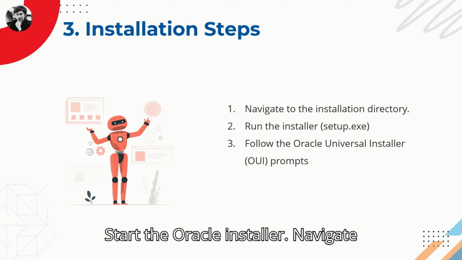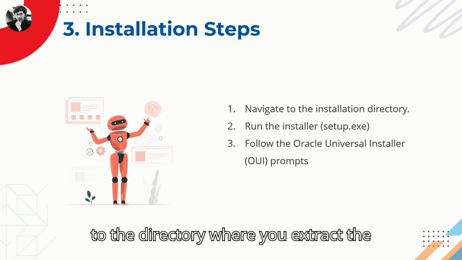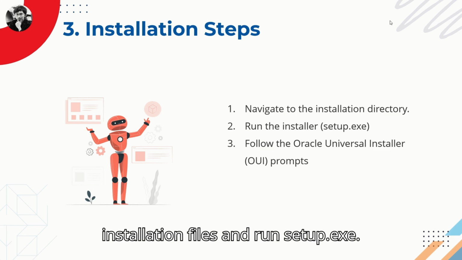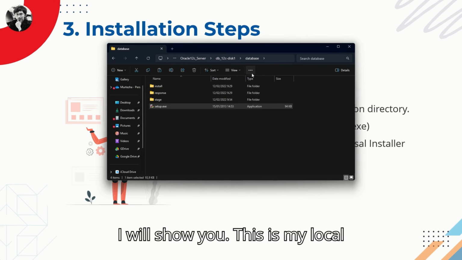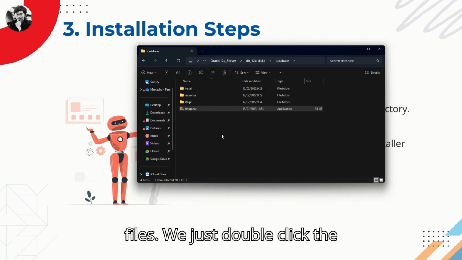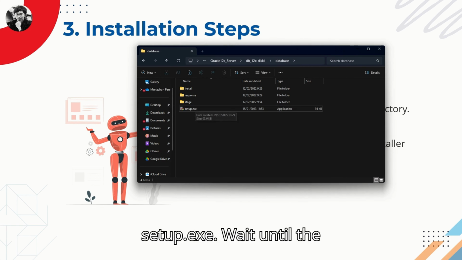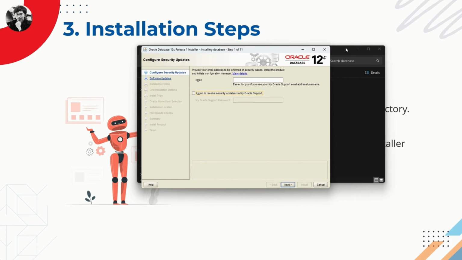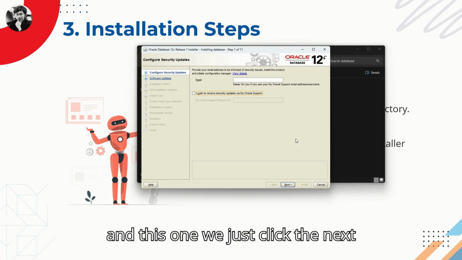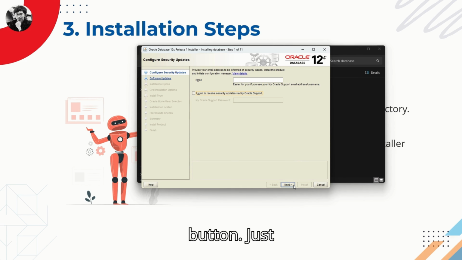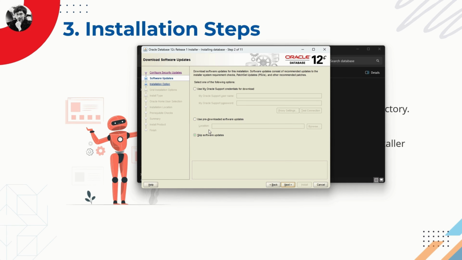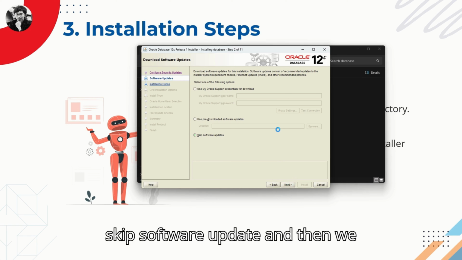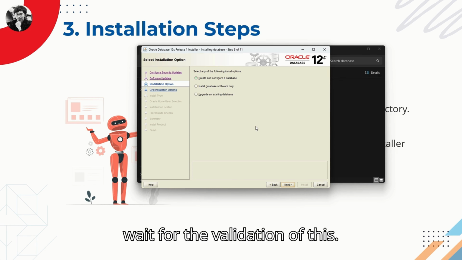Start the Oracle installer. Navigate to the directory where you extracted the installation files and run setup.exe. I will show you. This is my local files. We just double click the setup.exe. Wait until the Oracle Universal Installer pops up. This is the first step. And on this one, we just click the next button. Just go through it. Skip software update. And then we wait for the validation of this.